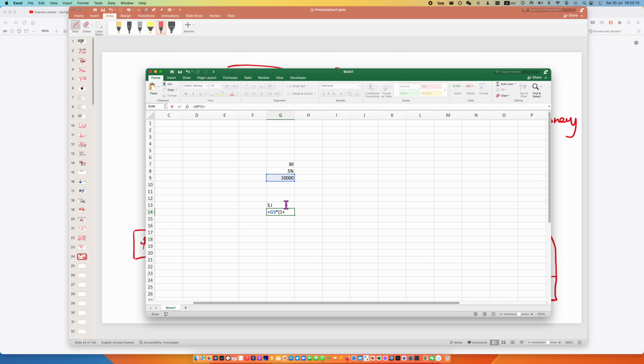So 30 times the 5%. At the end of 30 years, you will get this amount for SI. That means 150% more than the original. Does it make sense? Yeah.